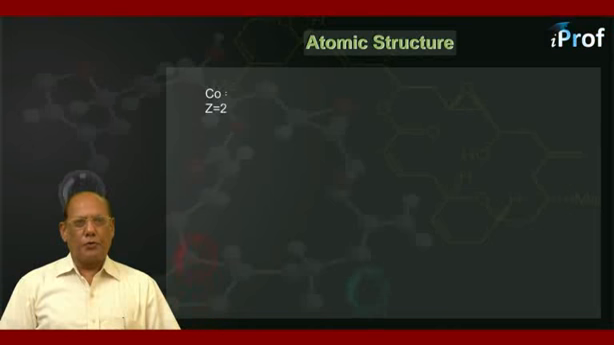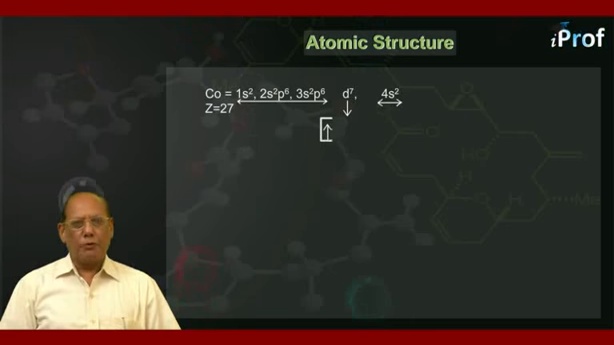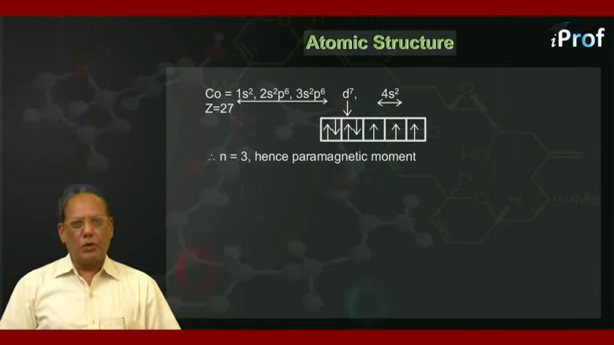Cobalt, Z equal to 27. Its configuration is 1s2, 2s2 2p6, 3s2 3p6 3d7 and 4s2. It is clear from this that there are 3 unpaired electrons in this atom. Therefore, n is equal to 3. Hence, paramagnetic moment will be equal to under root 3 into 3 plus 2, that is under root 15 Bohr magneton.